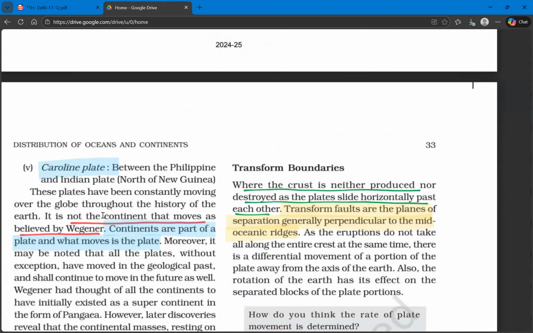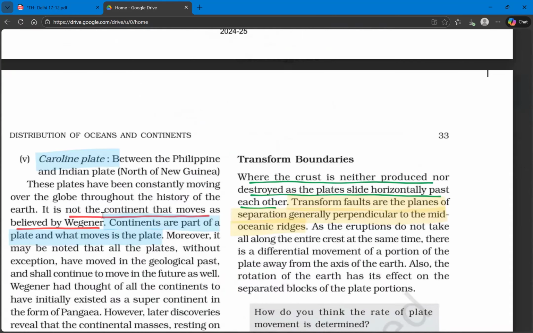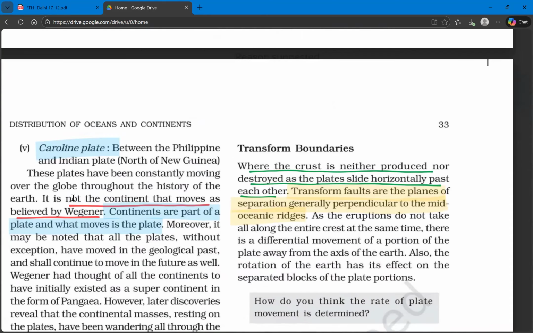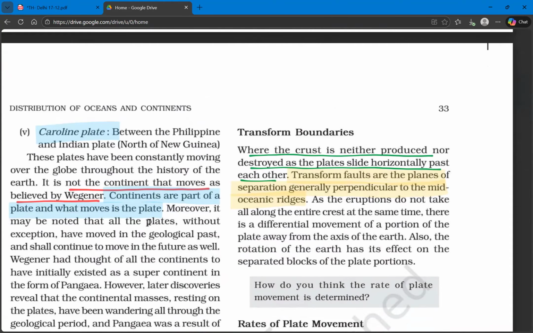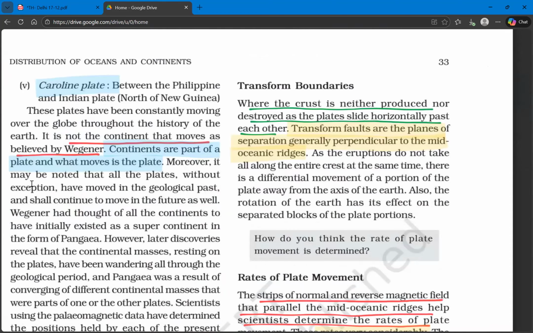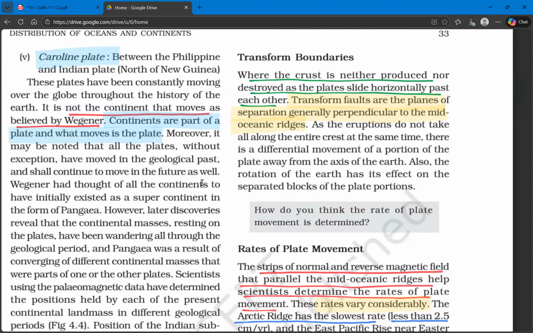Next. These plates have been constantly moving over the globe throughout the history of the Earth. It is not the continent that moves, as believed by Wegener. Continents are part of a plate, and what moves is the plate. Moreover, it may be noted that all the plates without exception have moved in the geological past.